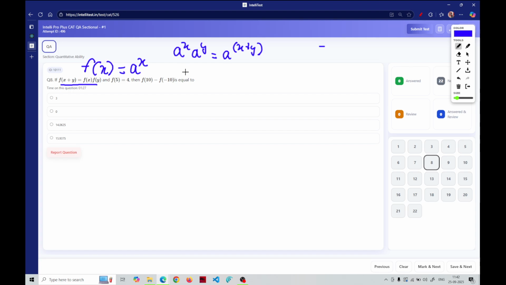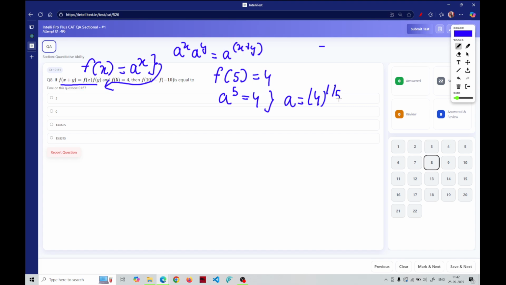And then, if I assume that my f(x) is like this, then this property which says here holds, right? So f of 5 is given as 4, and f of x is a to the power x, so a to the power 5 is just 4. Okay, so from here a is 4 to the power 1 by 5. So now we can just compute f of 10.